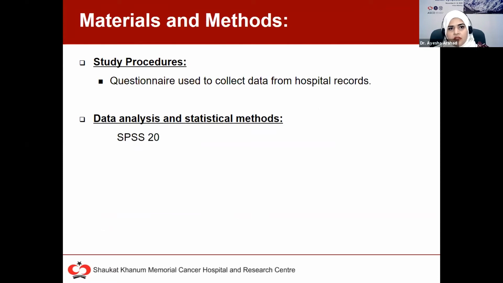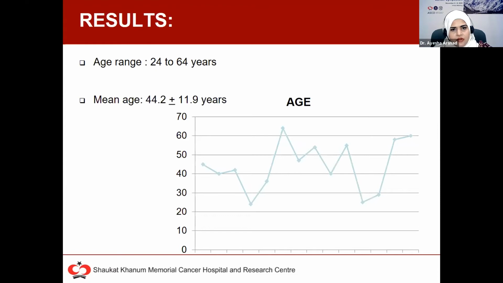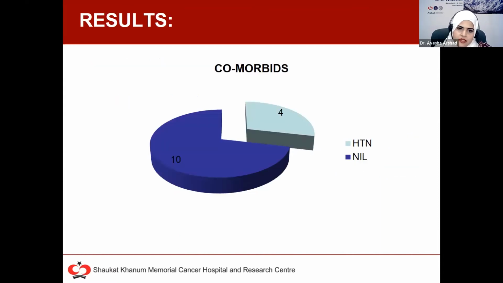And then we got some results. In this period, we did surgical fixation of about 14 patients with metastatic spine fractures. Of these, in gender distribution, the majority were females. I think, as we'll discuss in later details, a majority of them had breast cancer, and breast cancer is prevalent in females. The age range is from 24 to 64 years. We can see from the graph that most of these patients fall between 40 to 50 years.